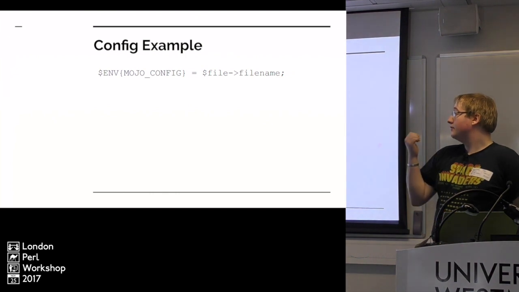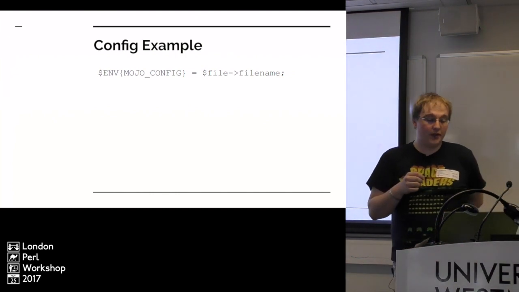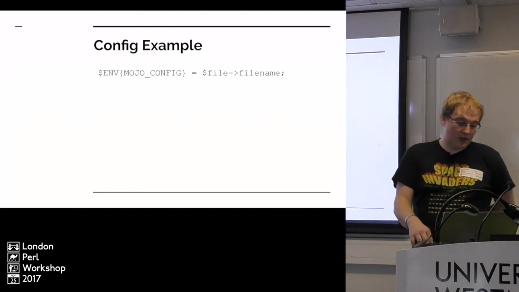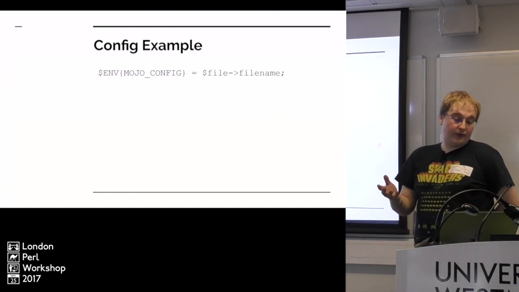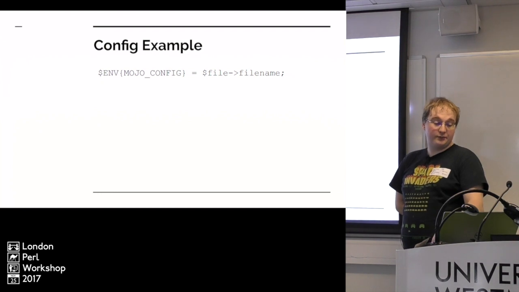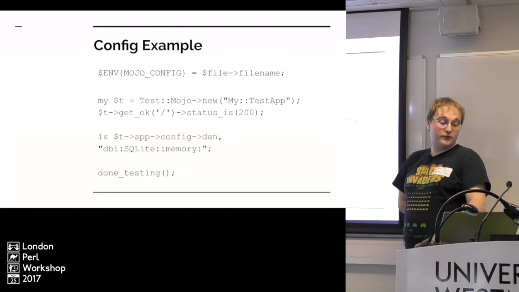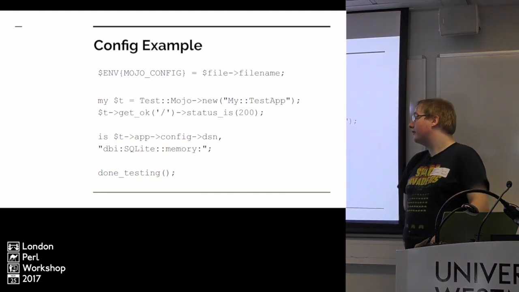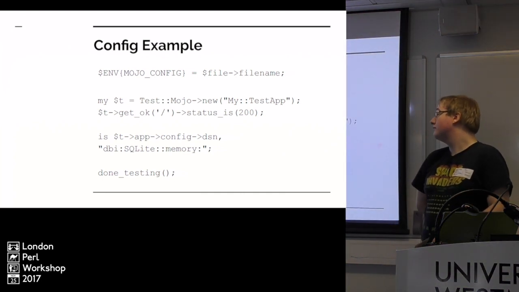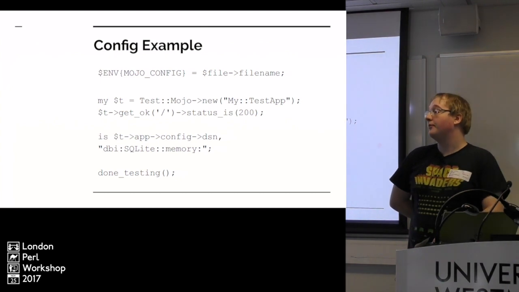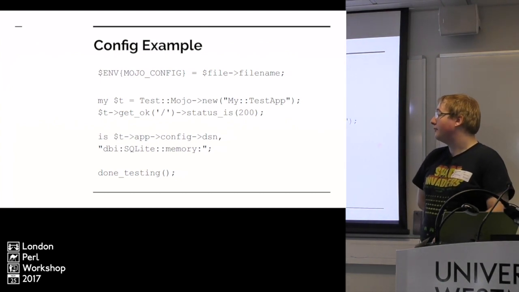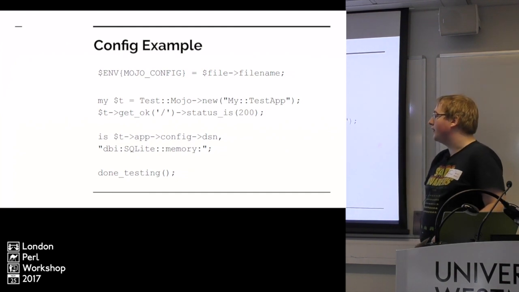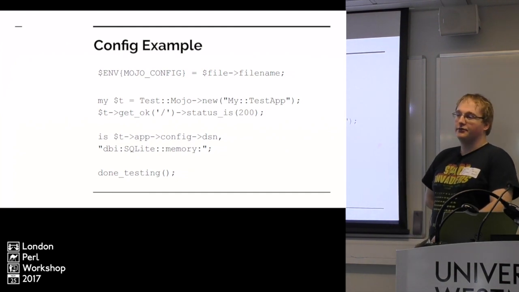So you can set the env MOJO_CONFIG to your file name, and there you go. You can now continue testing as before. Just to be sure, I'm making sure that the config DSN is what I expect it to be. This is one of the nice things about Test Mojo: you can reach directly into the application itself as if you were in the code, instead of having to put in extra hooks and stuff.